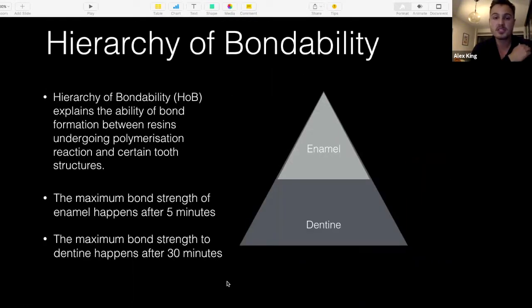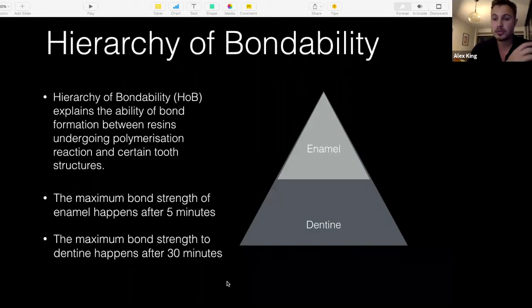Okay, so this is another term, hierarchy of bondability. So hierarchy of evidence, you understand that: Cochrane review at the top and expert opinion at the bottom. With this, it's just enamel and dentine. So hierarchy of bondability explains the ability for resin polymerization to occur to tooth structure.